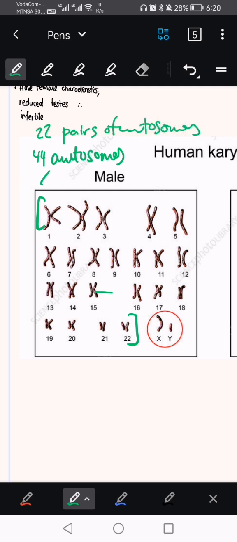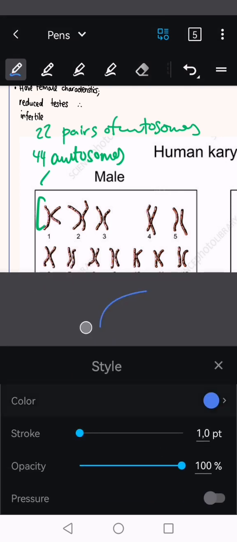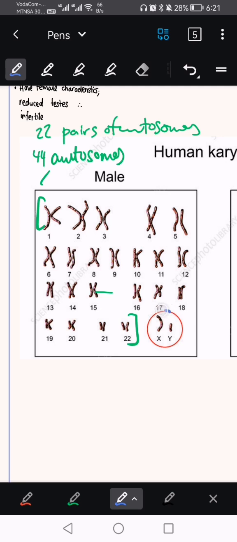22 pairs of autosomes. Now, how do we know that this is a male? It is because of this, and they circled it so nicely from where I got it. We have a big one and a small one. The big one will always represent the X. The small one will always represent the Y. Please keep that in mind. In exams, if they give you a big one and a small one, that is how you differentiate between male and female. The big one is the X.